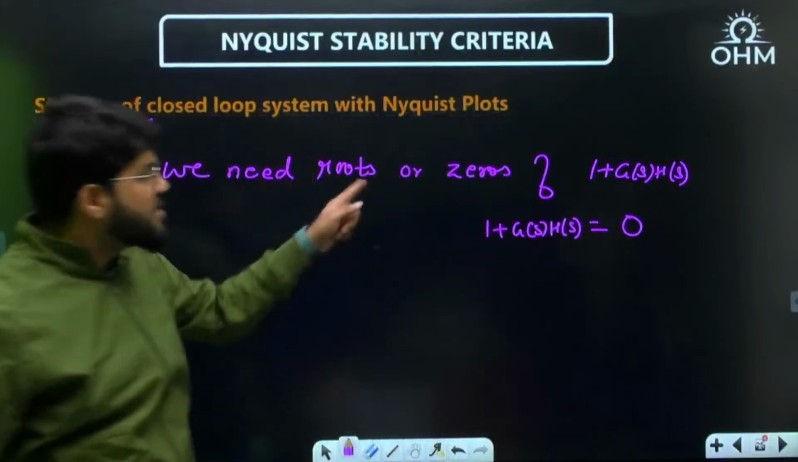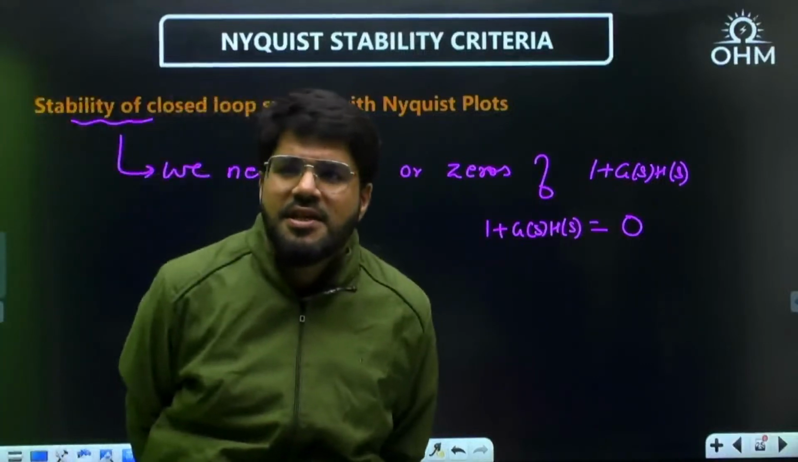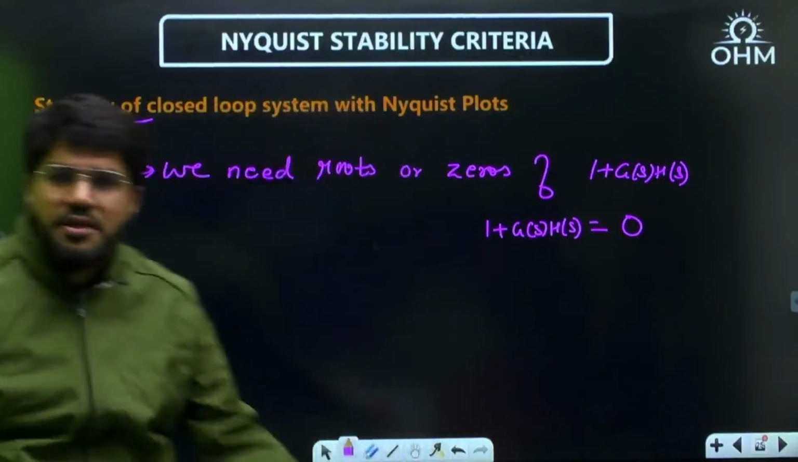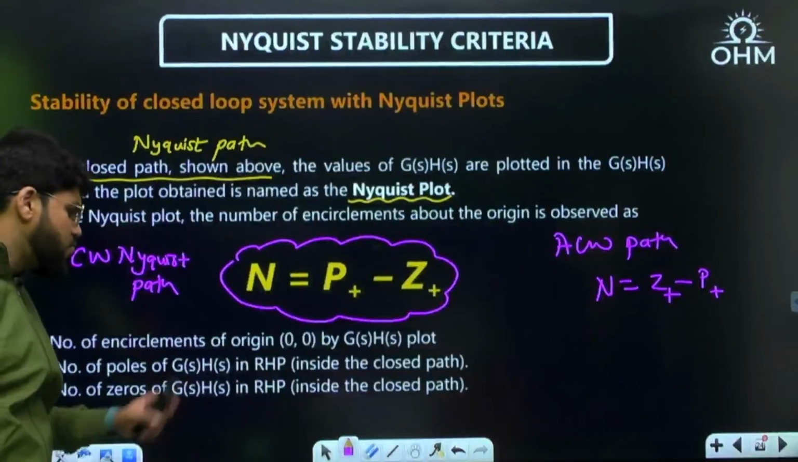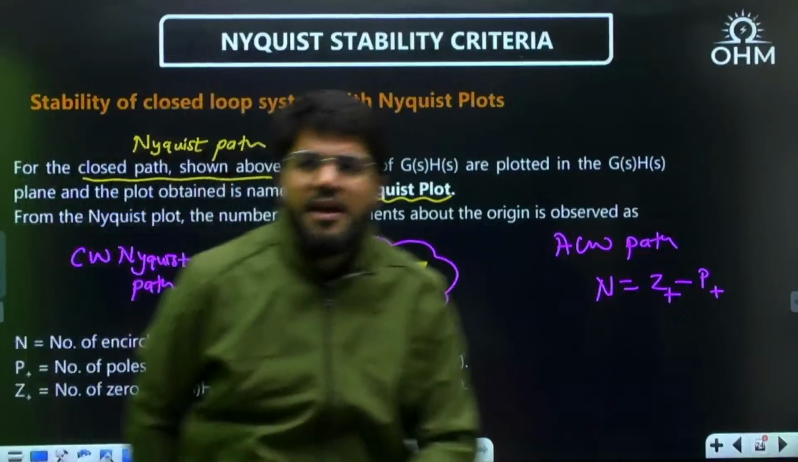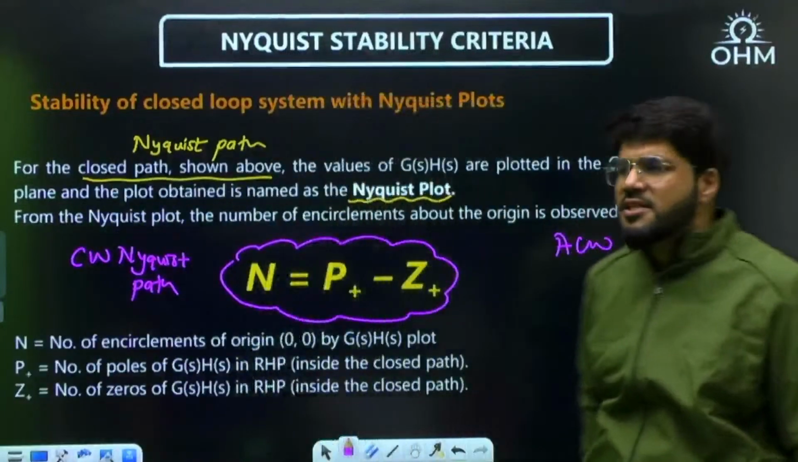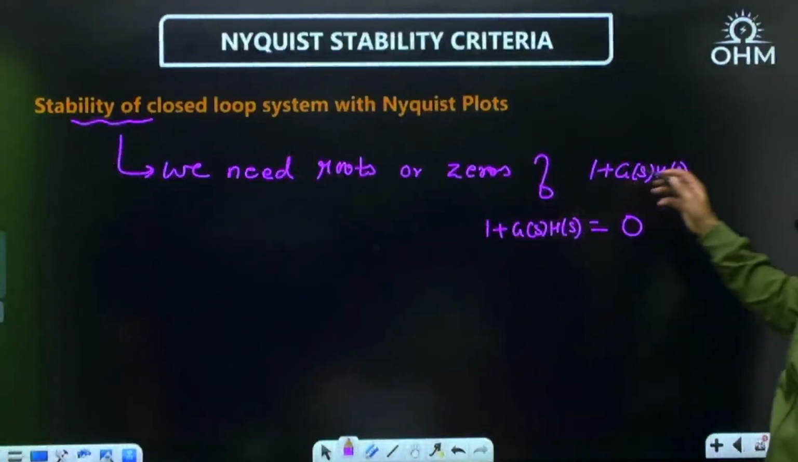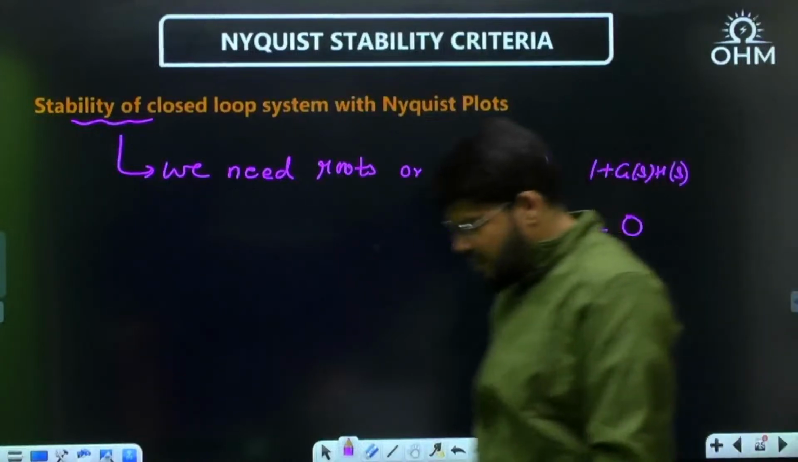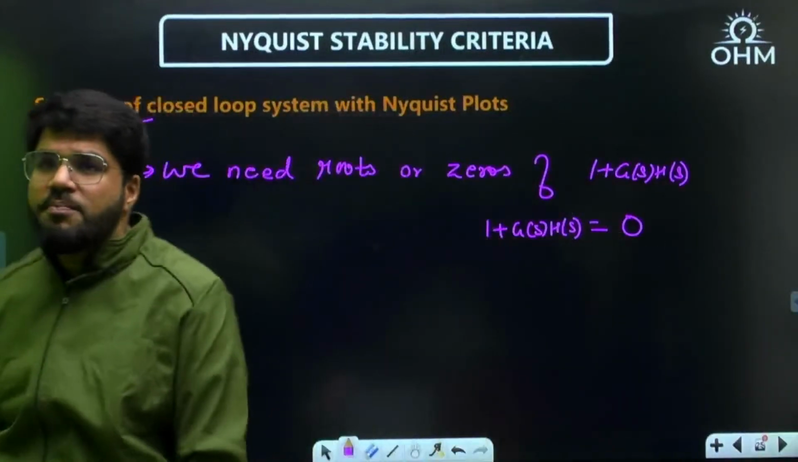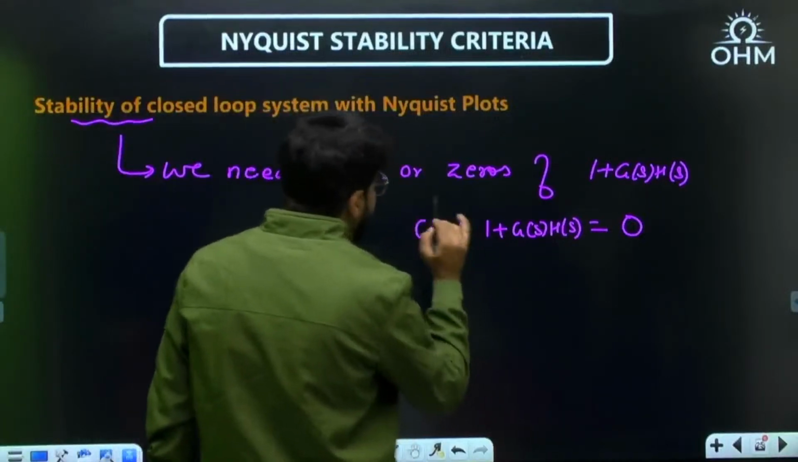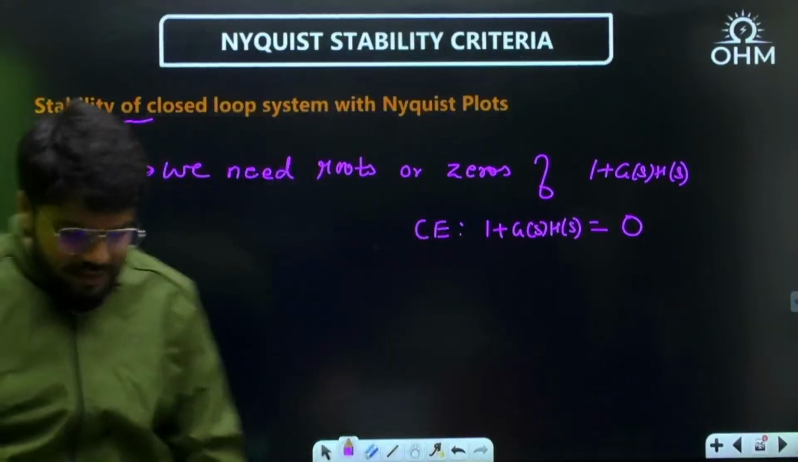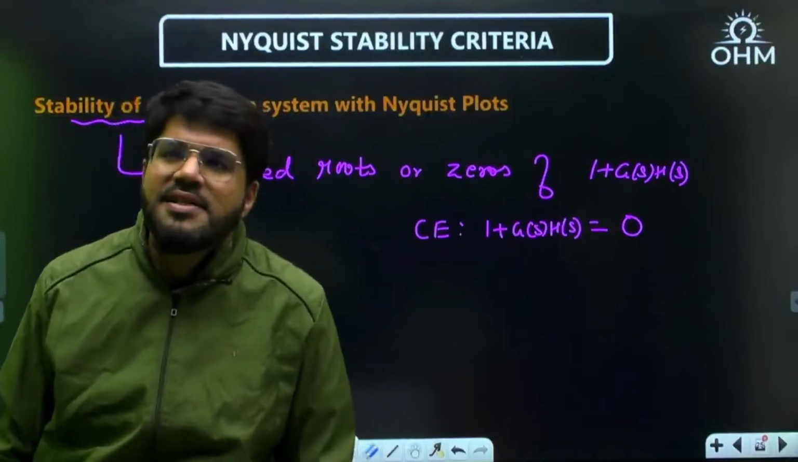So I am interested in the zeros of 1 plus G(s)H(s), not the zeros of G(s)H(s). This equation is giving me some information about zeros of G(s)H(s), but for stability we are not interested in zeros of G(s)H(s). We are interested in the zeros of 1 plus G(s)H(s), correct? That is what will become our characteristic equation.